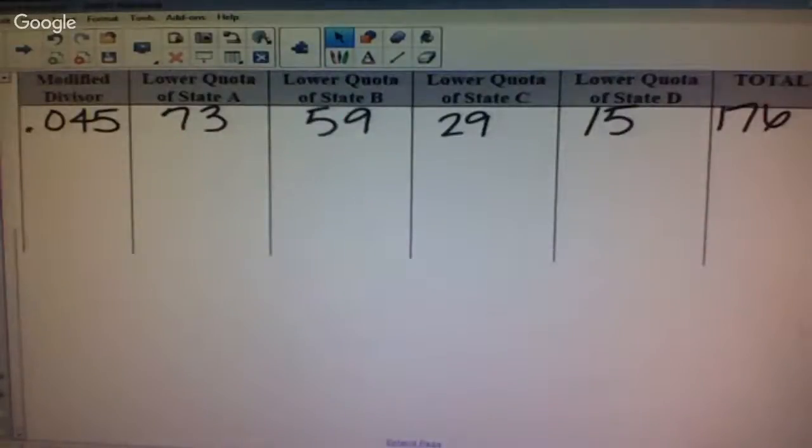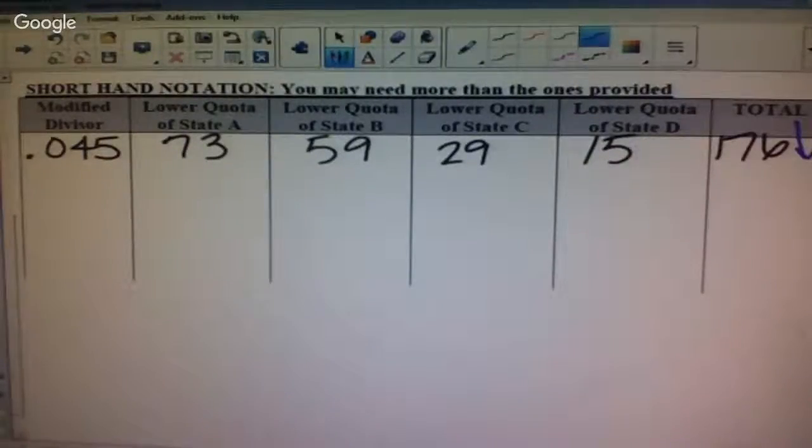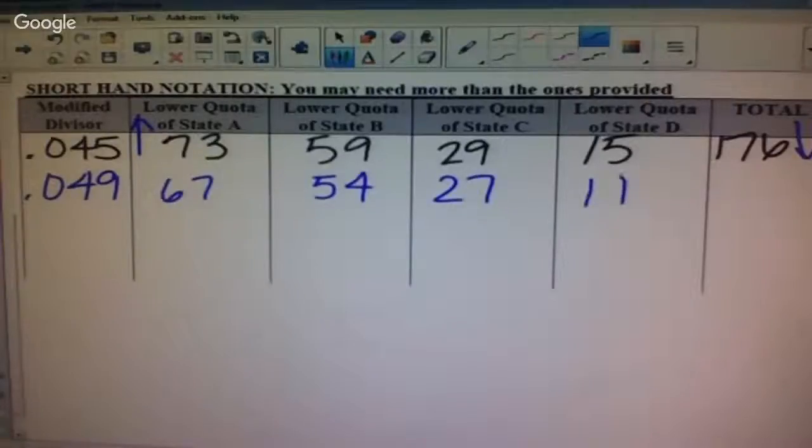All right. 0.049. So this needs to come down, so this needs to go up farther. So I heard 0.049. 67, 54, 27, 14. So that brought you down to 162. We're closer. Woo! So this still needs to go down, so this still needs to go up.